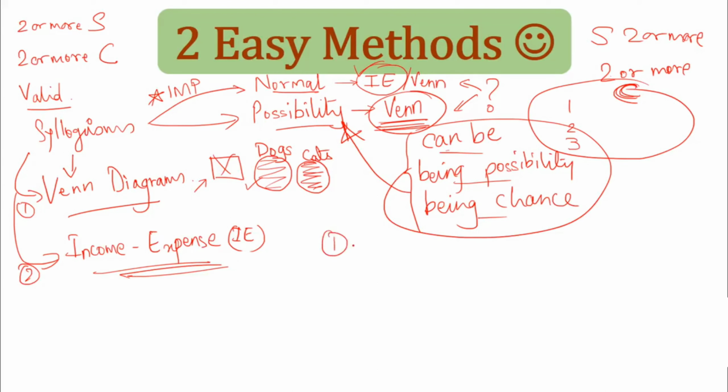So what is the first step while solving syllogism sums? Take a look at the conclusion and see whether it is a normal or a possibility sum. After that, decide the method based on this. For normal, you have income expenditure, for possibility, you have the Venn diagram, and solve the sum and get the answer.